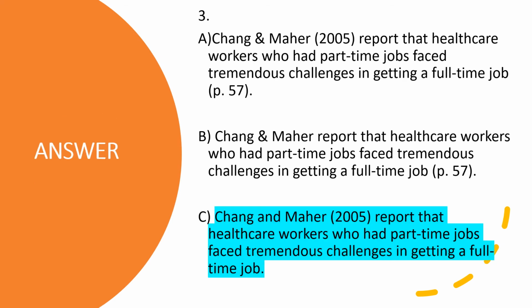The correct answer is C. Notice that we are paraphrasing, which means we only include two pieces of information, the author's surname and year. Also, we use the word "and" when we have two authors, when it is not inside the citation. So Chang and Maher, not Chang and the "and" symbol. We only use the "and" symbol if we're putting all of the information inside the citation.